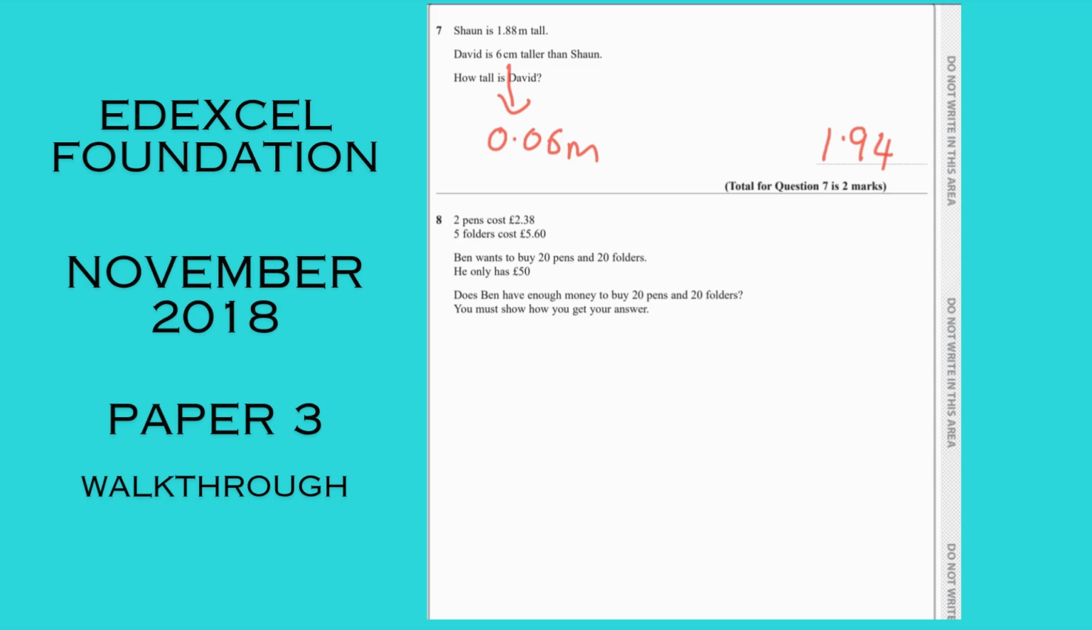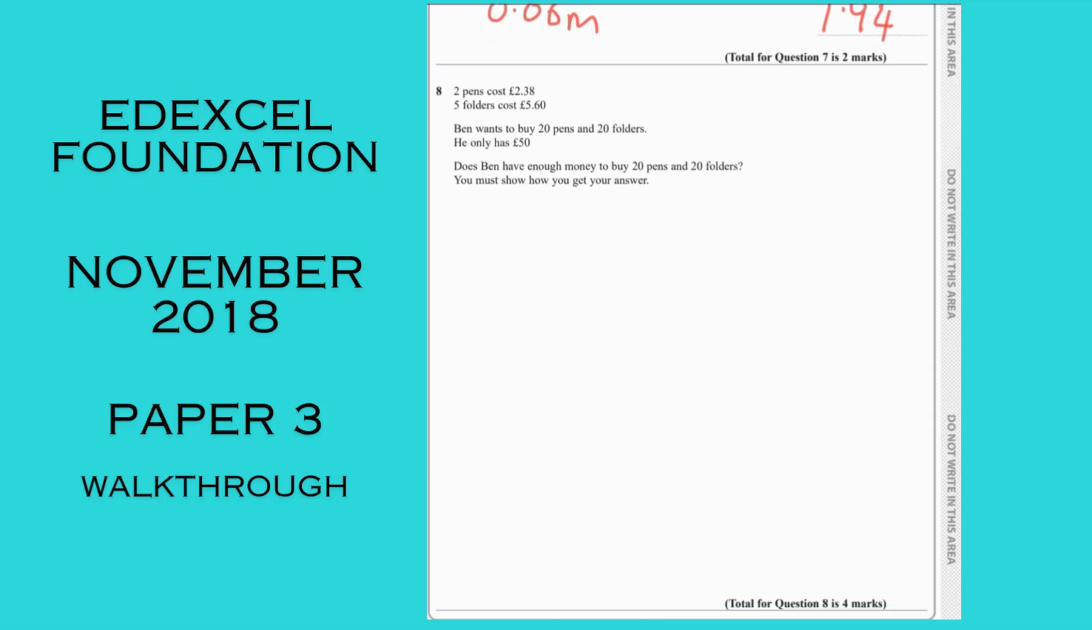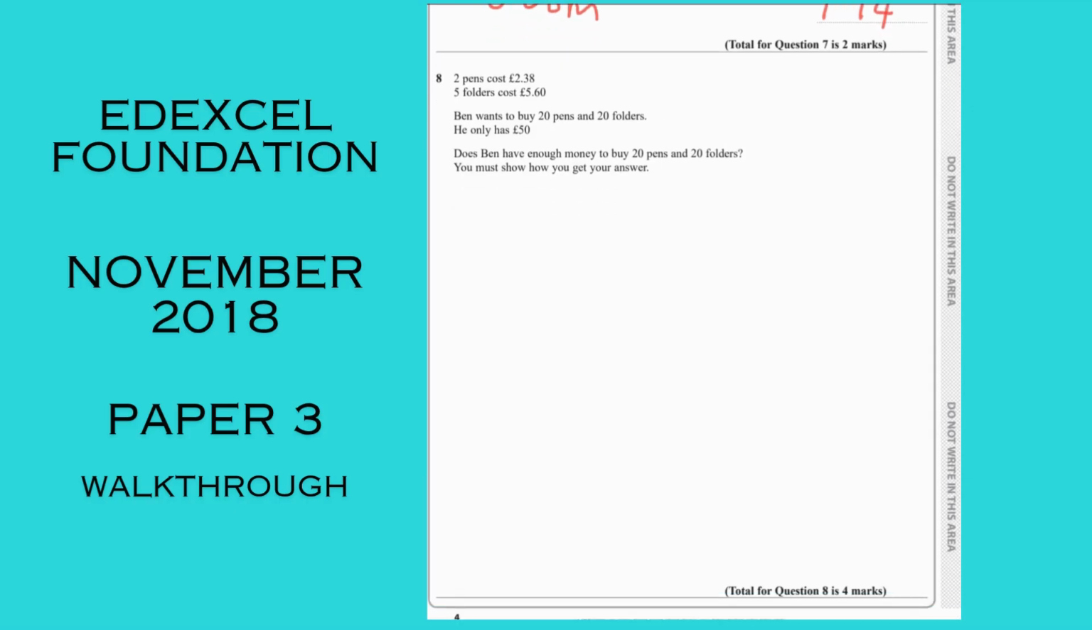Question 8, trying to do a wordy question early on, but one thing at a time. So, from 2 pence to 20 pence, that's 10 times the cost of £2.38. And from 5 folders to 20 folders, that's 4 times as much.